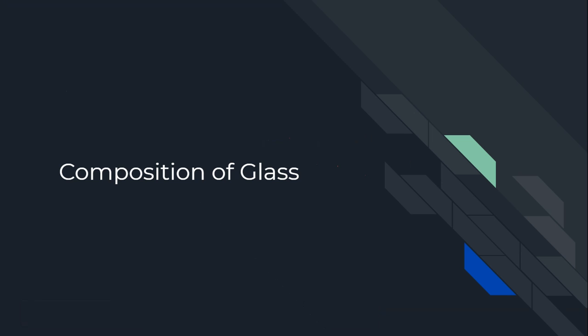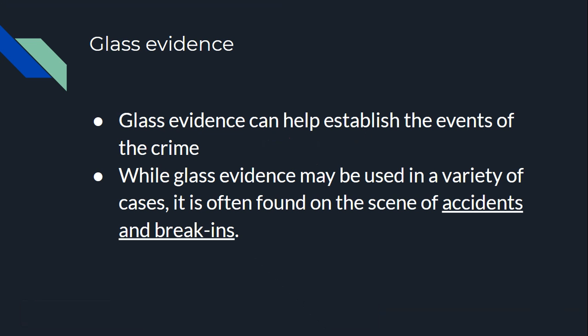In this first video, we're going to look at the composition of glass. So glass evidence is a type of trace evidence that can help establish the events of the crime. And while it can be used in a variety of cases, it is most often found at the scene of accidents and break-ins.